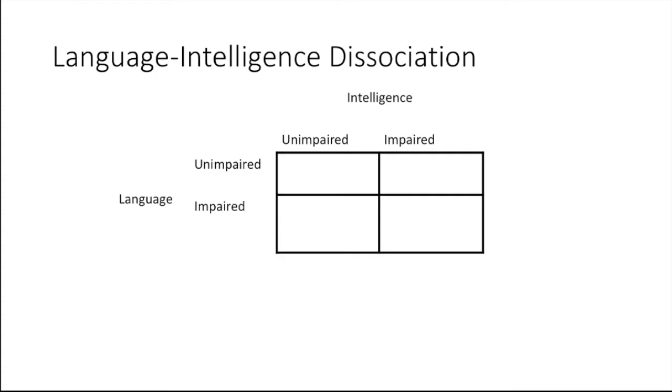We could organize the possible cases in this respect in this 2x2 table. So we have 4 possible cases. First, we have cases in which intelligence and language are both impaired or unimpaired. Well, these are not very helpful because there are no dissociations. The interesting cases would be those in which one of the abilities is impaired and the other one is preserved. And those would be dissociations.